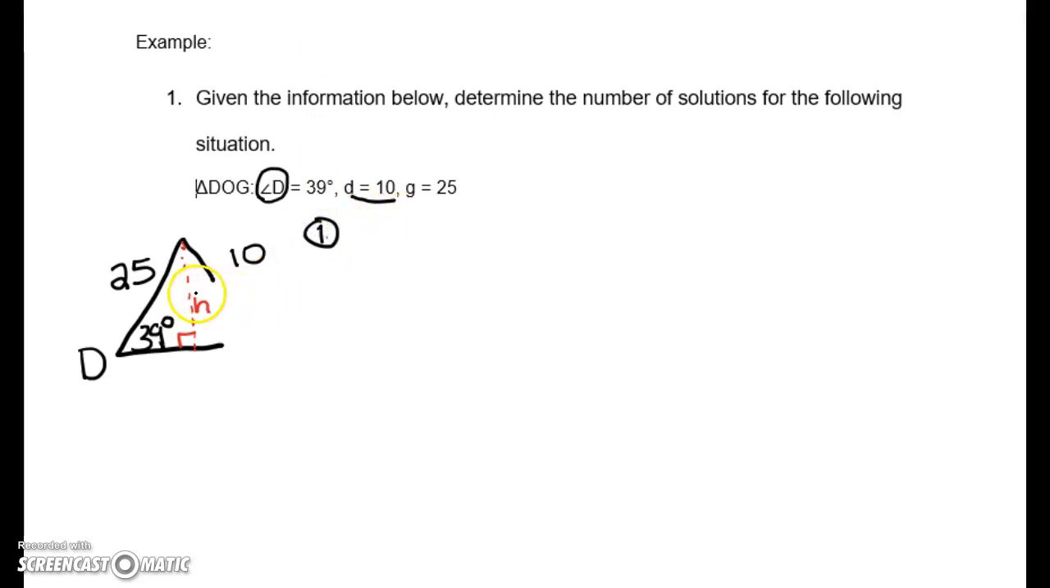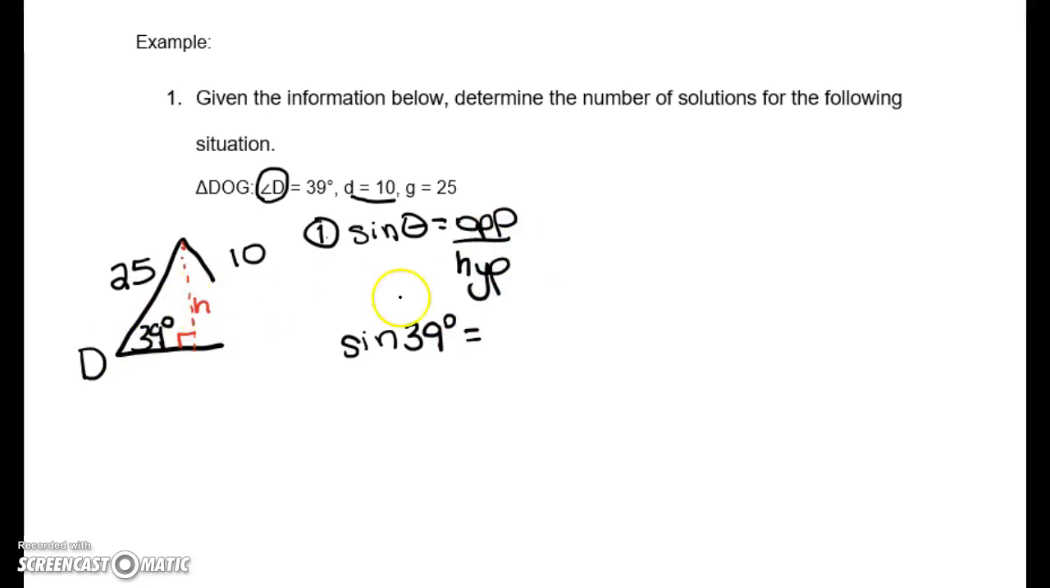So then what we have to do is find your height, and because this creates that right triangle, you can use your sine ratio. So you have sine of theta is equal to your opposite over your hypotenuse. And fill in the information that you know. So in this case, angle theta is actually angle D. So you have the sine of 39 degrees is equal to your opposite. So your opposite here is your height, H, divided by your hypotenuse, which is 25.